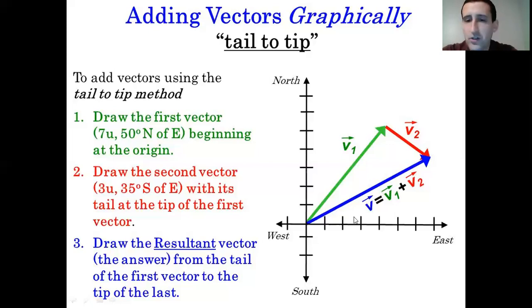You don't want to draw it the other direction. That would be the vector that would take you home, right? We're not talking about going home. We're talking about an equivalent vector to these 2 pieces.